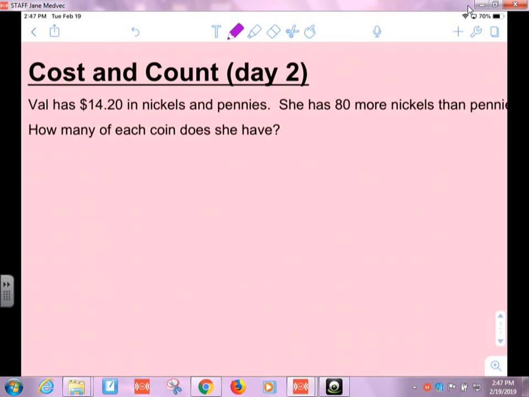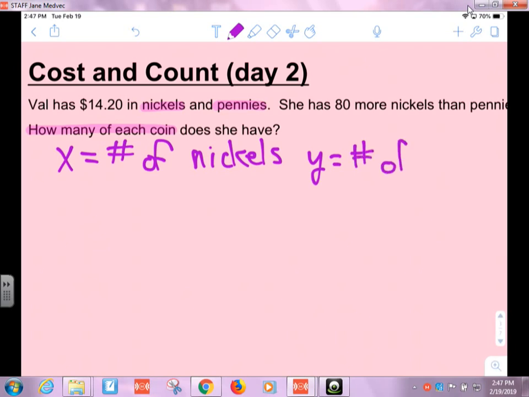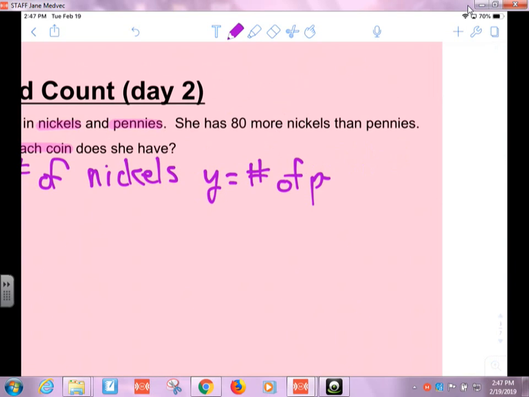Okay, the next step is to define our variables. So I'm going to have x equals, and I'm going to have y equals. And what are we trying to find? We're trying to find out how many of each coin. Again, I've got nickels and I've got pennies. So I'm going to let x equal the number of nickels. And again, I have to put number of. I can't just put nickels. And then y is going to be the number of pennies.